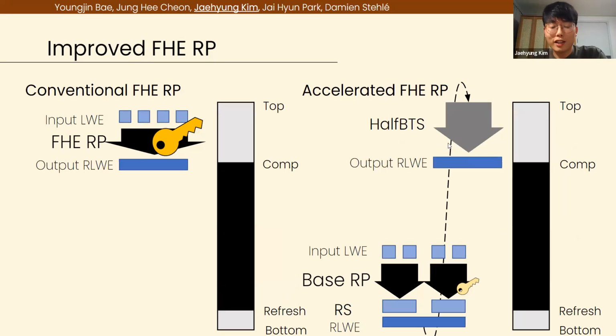So as a summary, our proposed accelerated method can be described as follows. You first have input LWE ciphertext at some small modulus. You base ring pack them to a smaller degree ring LWE ciphertext, and you ring switch to larger degree ring LWE ciphertext with coef encoded state, and you finish the process using half BTS.